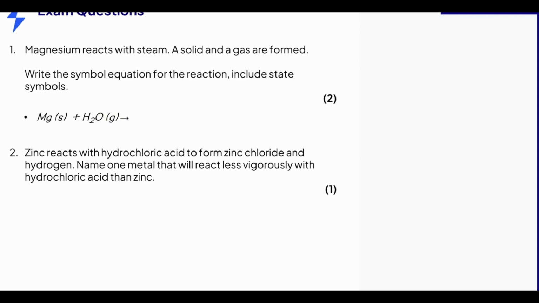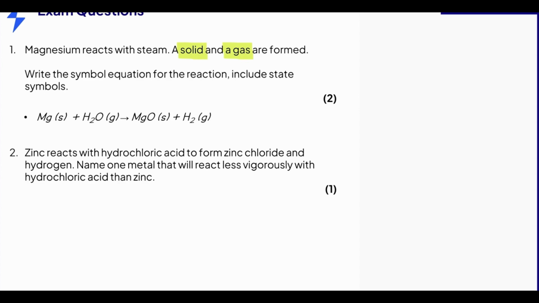Magnesium is less reactive than calcium, so it will form magnesium oxide and hydrogen. You should know the formula of both of these compounds. Even if you don't know the state symbol of magnesium oxide, you can work it out from the question, as it tells you that a solid and gas are formed. You should know that hydrogen is a gas, therefore magnesium oxide must be the solid.